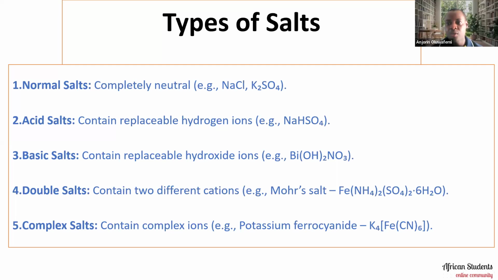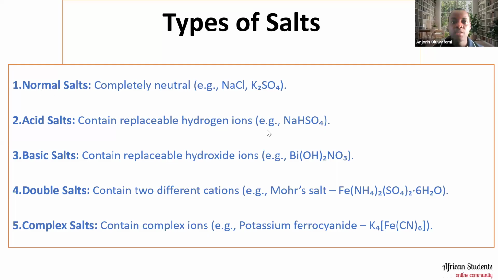We also have acid salts. And we say a salt is acidic because it contains replaceable hydrogen ion. An example is sodium hydrogen sulfate. Then we have basic salt, which contains replaceable hydroxide ion. So that's a basic salt. Then we have the double salt, which contains two different cations, then we have the complex salt, which contains complex ion. So potassium ferrocyanide is an example of a complex salt.